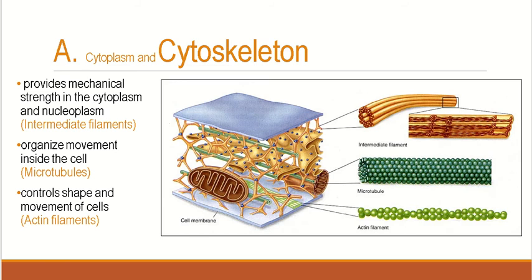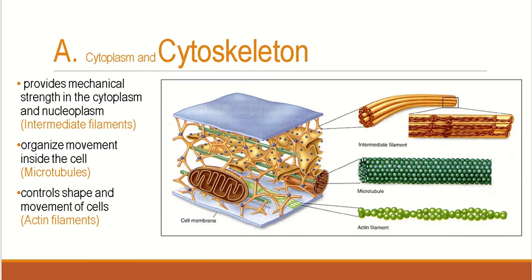Now, one of the last types of cytoskeleton would be actin filaments, which control the shape and movement of cells. Based on this figure, actin filaments are basically the thinnest out of the three types of cytoskeleton. In addition, they are abundant in cells with large-scale movements. An example would be muscle cells, as they are continuously contracting.